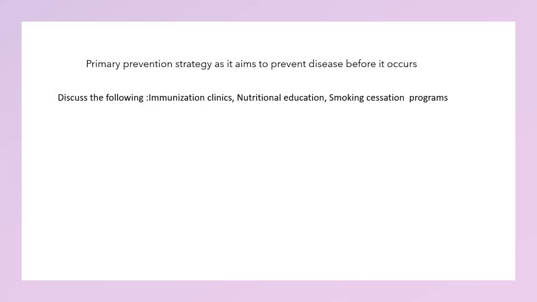Primary prevention strategy aims to prevent the disease before it actually happens. So immunization clinics, we're giving vaccines to prevent whatever disease process. We're providing that nutritional education to promote healthy eating. Smoking cessation programs, we are providing information about preventing smoking or stopping smoking, so that cigarettes or that nicotine or those things that they're exposed to do not cause a chronic disease. So a smoking cessation program, stop smoking, is primary prevention.